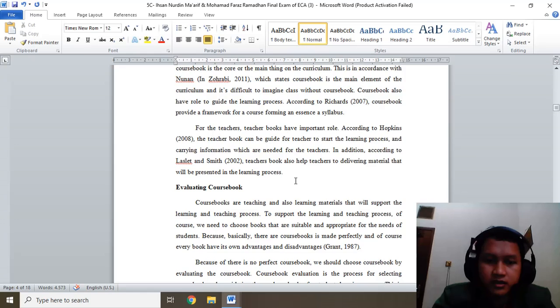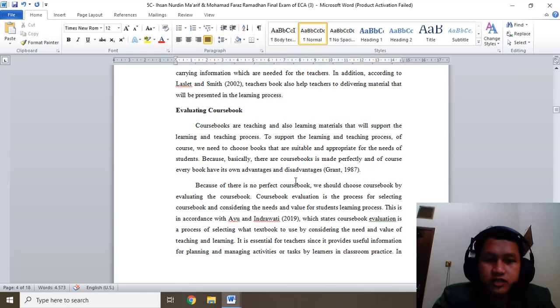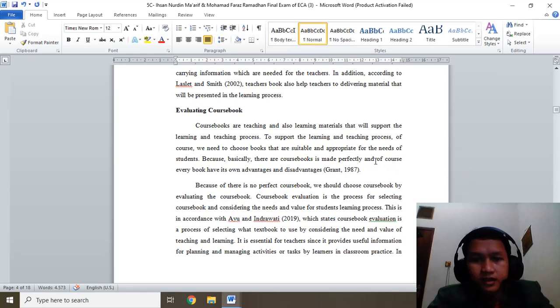And the next, in the literature review, there is the explanation about evaluating course books. Course books are teaching and learning materials that support the learning and teaching process. To support it, of course, we need to choose books that are suitable and appropriate for the needs of students, because basically no course book is made perfectly, and every book has its own advantages and disadvantages according to Grant 1987.